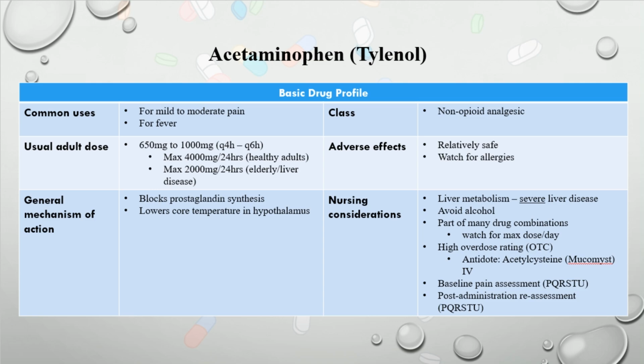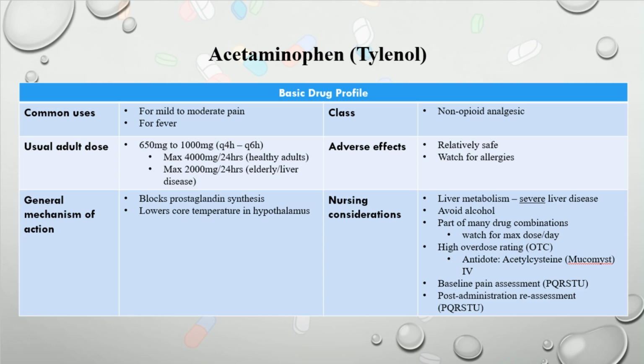And Tylenol works by blocking prostaglandin synthesis, therefore preventing the pain signals from being transmitted from our nerves to our brain. Also, it affects the hypothalamus by lowering the core temperature, and that's how it helps with lowering our fevers. Now, some of the nursing considerations: if your patient has severe liver disease, we have to be mindful and we might need to reassess the need for Tylenol with substitutes. Avoid taking it with alcohol, because alcohol is also metabolized by the liver.